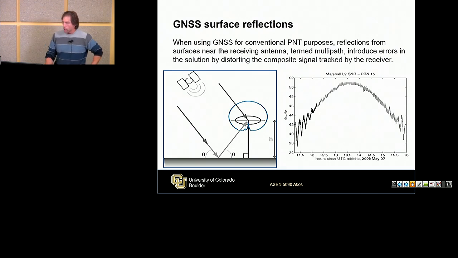A couple slides ago, I talked about these oscillations, and we're going to talk about this in some more detail as we get into the error sources. But we use GNSS for conventional PNT, position, navigation, and time.